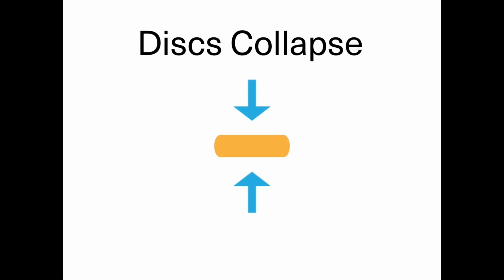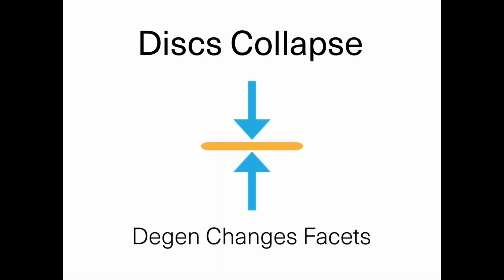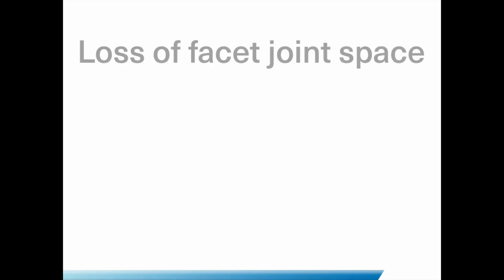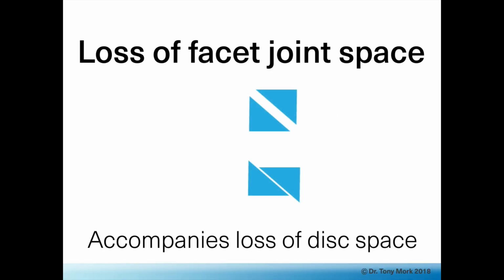When the disc collapses, this actually makes the facet joints in the back get off center. So as the discs go, so go the facets. Loss of the facet joint space will accompany the loss of the disc space. So we can see on the top the normal alignment, and this is the angle of the facet joints. If we lose the disc space, of course, number one, they lose their alignment, but two, they also are rubbing harder on each other, giving rise to degenerative changes.